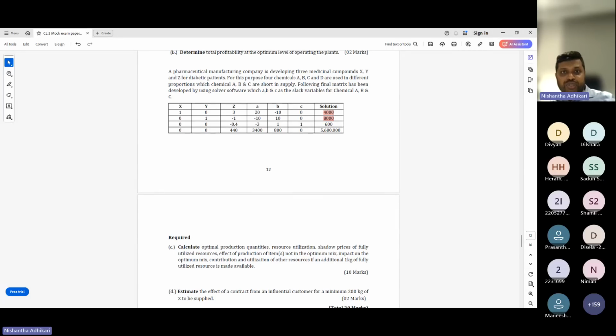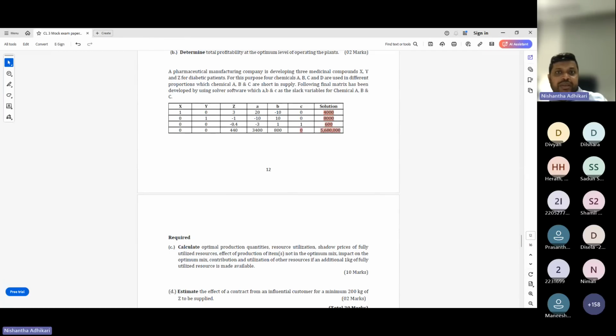Then unutilized resources. If they are fully utilized, then in the solution row there are some values other than 0. But C only contains 0 and 1. That means there's no opportunity cost for item C, which means it is not fully utilized. Then the unutilized resources are 600 kilograms of material C. Then this is the optimal contribution of profit that you can earn, 5,680,000. That is the optimal contribution.